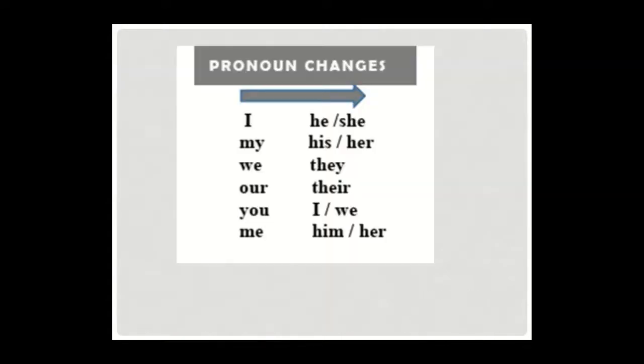Good. Now we move to pronoun changes. I becomes he or she. My becomes his or her. We becomes they. Our becomes their. You becomes I or we in reported speech. And me becomes him or her. Great. This is for pronoun changes.